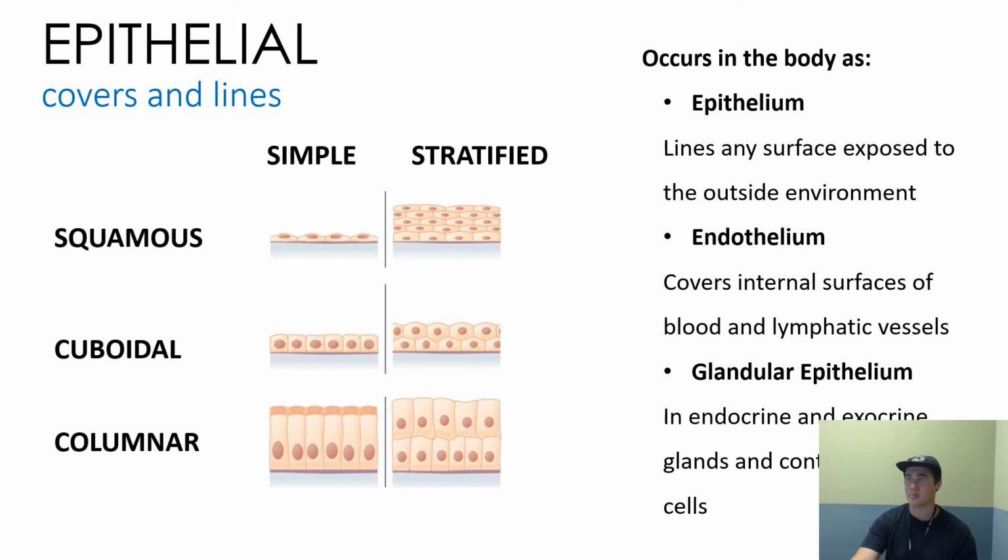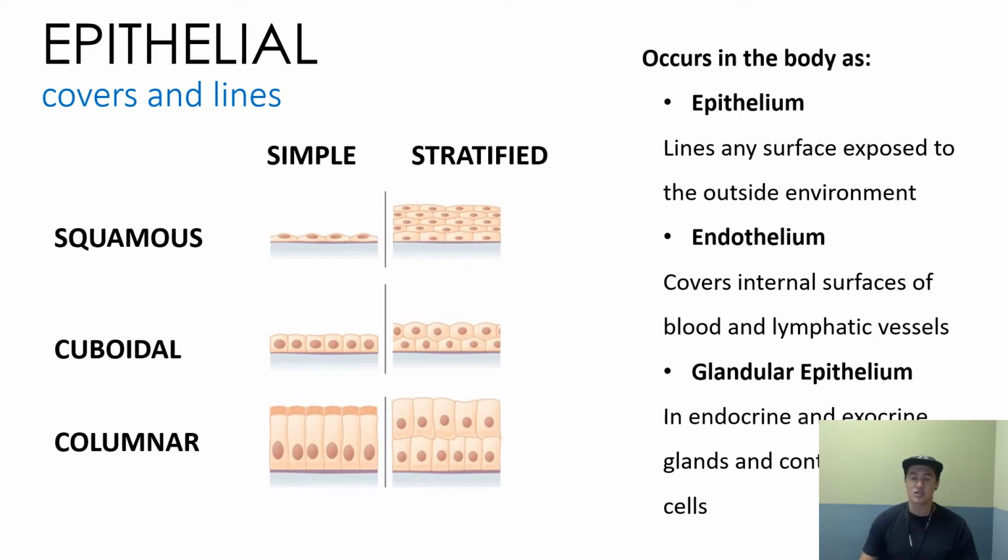Now you can also classify epithelial tissue based on where it occurs in the body. So epithelium tissue lines any surface exposed to the outside environment. That can be a little bit tricky to understand because we assume straight away that that means like our skin, but it also means surfaces that are exposed to the food we eat and the gas we inhale. So the surfaces in our mouth and our trachea, all through our digestive system, even though it's internal, those epithelium tissues are exposed to the outside environment.